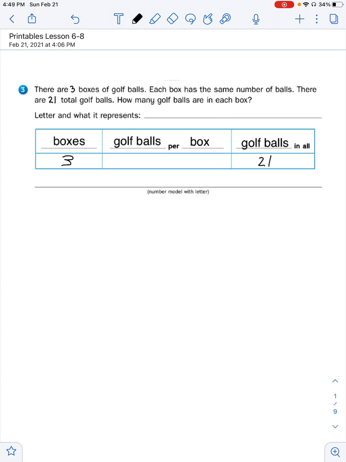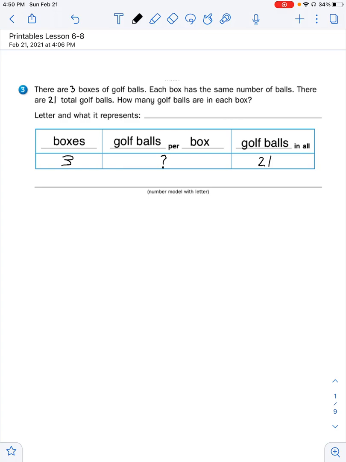Now I don't have any more numbers in that story problem, so there's nothing else that I can fill in with a number. That means that this last box right here where it says golf balls per box, that's what we are trying to find out. We don't know what it is yet, so I'm going to put a question mark right here because if we put a number in there, that wouldn't make any sense, okay? We don't know what it is yet. All right, so I'm going to put a question mark there.